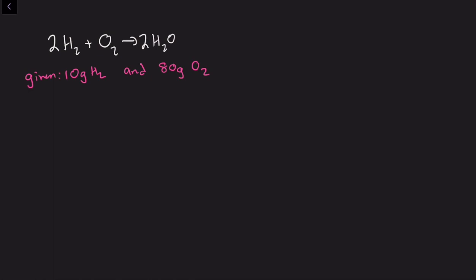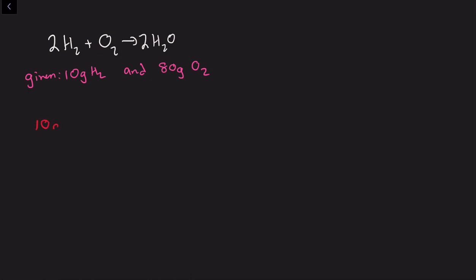So we have to figure out which one of these is the limiting reactant, or which one of these will run out first. Now we can see which one runs out first by figuring out how much this mass of our reactants converts to a certain amount of product and seeing which product is less. That means it's going to run out first. So if we start with our hydrogen, we want to see how many moles of product can we make with this 10 grams of hydrogen.